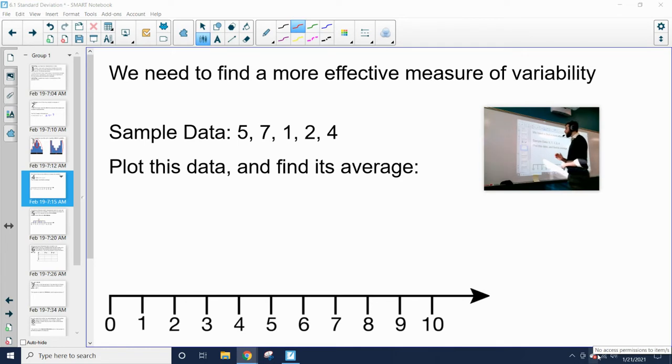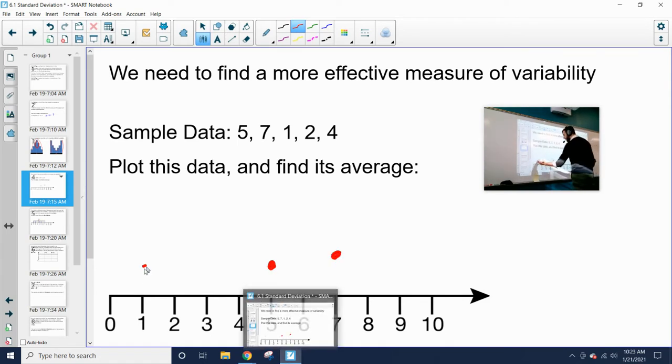These are going to be my sample points. So I'm going to plot this data, and I'm going to look at what is the average of this data. So I have 5 right here. I plot my point. 7, 1's way down here, then 2, and 4. So these are my points.